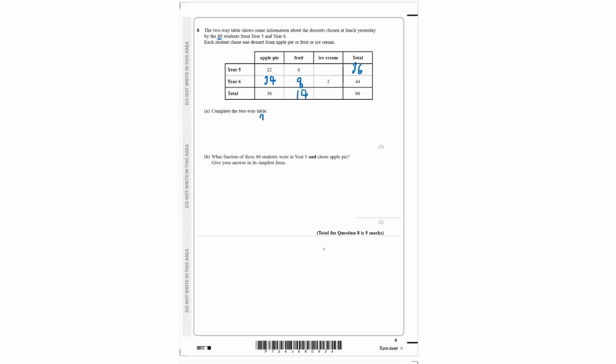Now that we have 36, we can again use this column. We have 36 is equal to 22 plus 6 plus x. Then we bring this all to the other side. We have 36 minus 6 minus 22 is equal to x. We can simplify this. 36 minus 6 is 30. Minus 22 is equal to x. So x is just equal to 8. So 8 plus 2 in this column is 10, and we are done with question A.